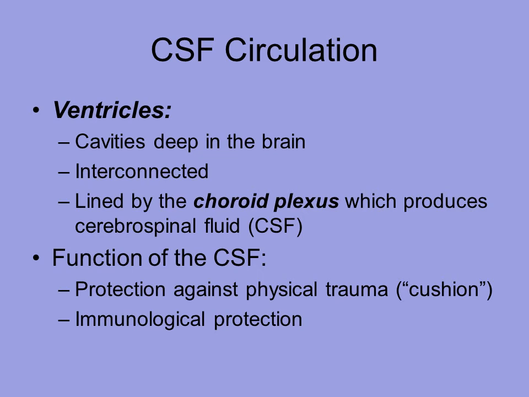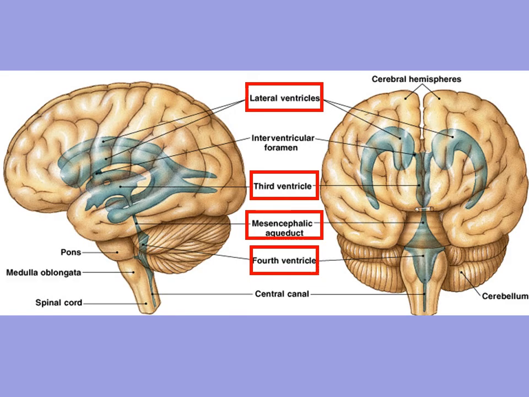It is going to be produced by the choroid plexus, which tends to line these cavities where the fluid is flowing. There are ventricles or cavities that are interconnected, and there's a set pattern that the fluid flows through. Here you can see the 4 different chambers: the lateral ventricles, the 3rd ventricle, the mesencephalic aqueduct, and then the 4th ventricle. And then it will continue to flow through, also continuing with the spinal cord through the central canal.